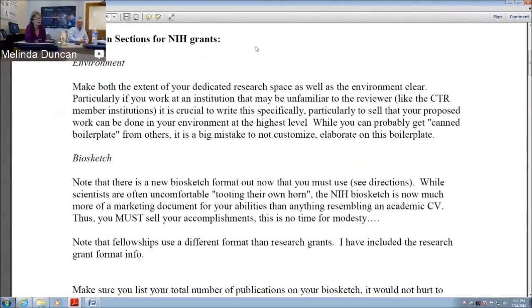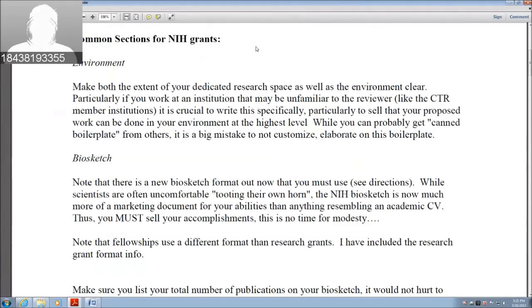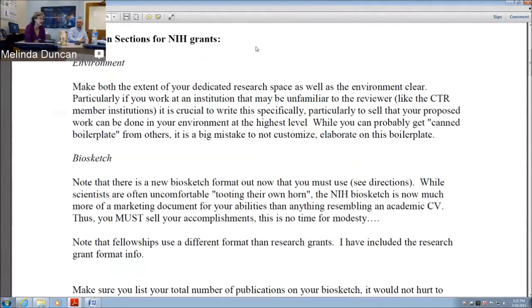This is true. So in my case, I'm a basic scientist. I don't do a lot of clinical research. So I have to show I have all of the equipment, supplies, that I have a graduate program behind me. I have all of those sorts of things.